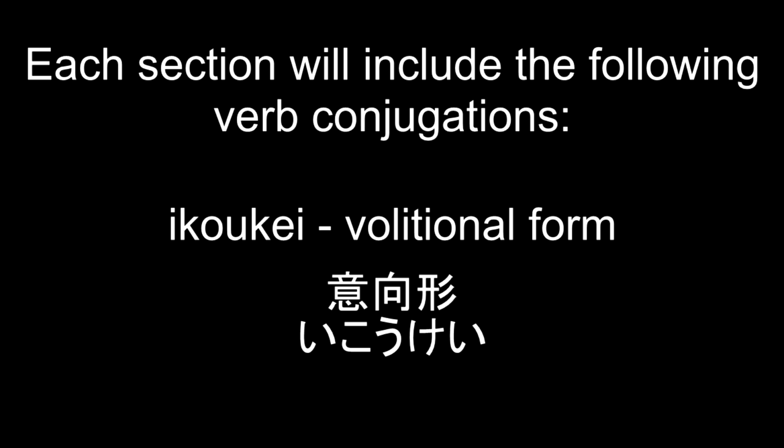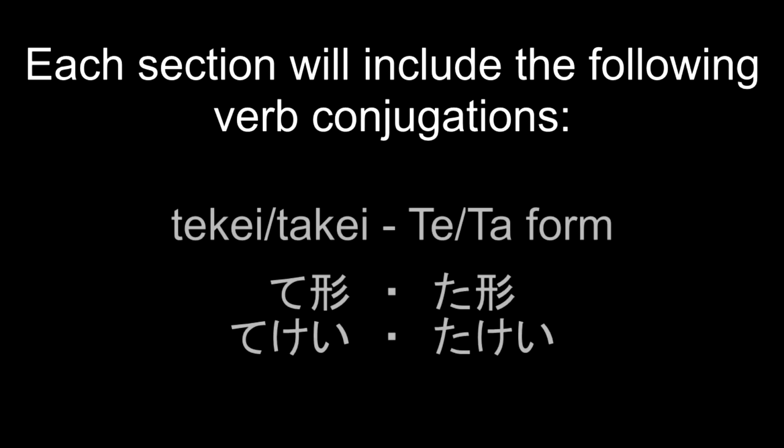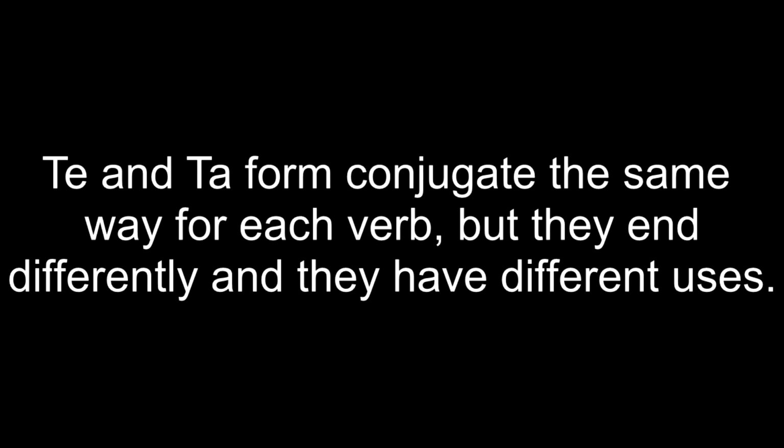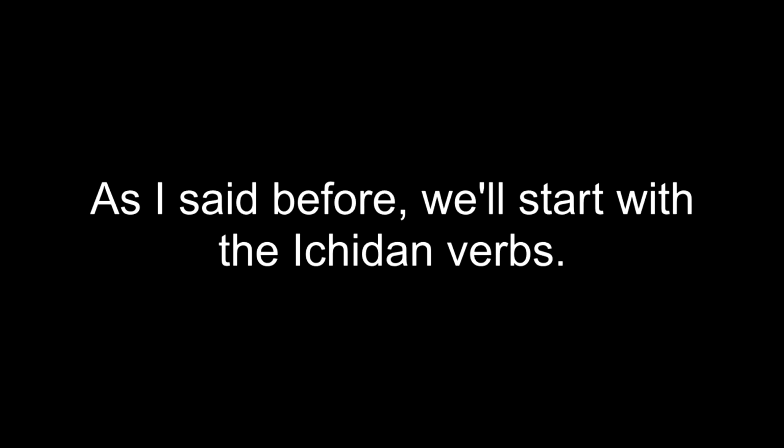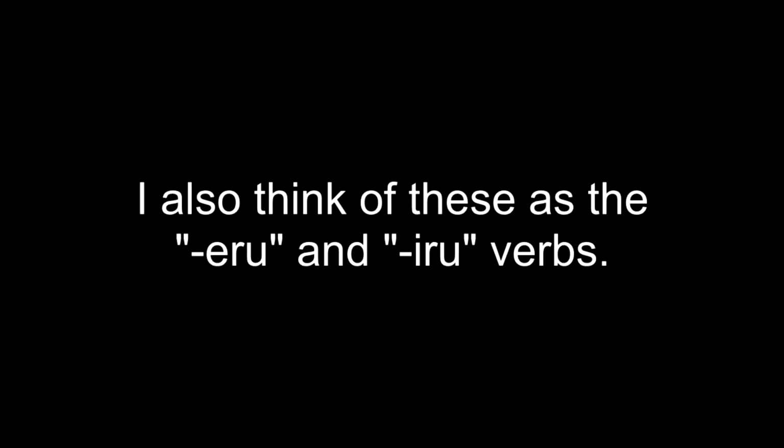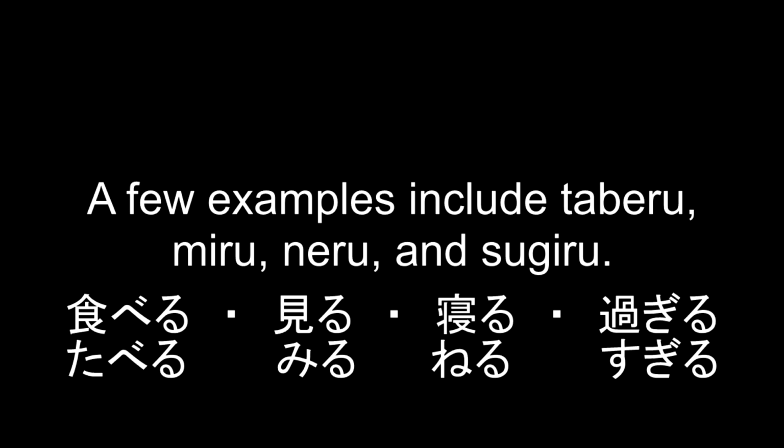Ikokei, or volitional form. And tekei and takei, also called te and ta form. Te and ta form conjugate the same way for each verb, but they end differently and they have different uses. Now, that's a lot of information, so let's start to break it down. As I said before, we'll start with the ichidan verbs. I also think of these as the eru and iru verbs. A few examples include taberu, miru, neru, and sugiru.